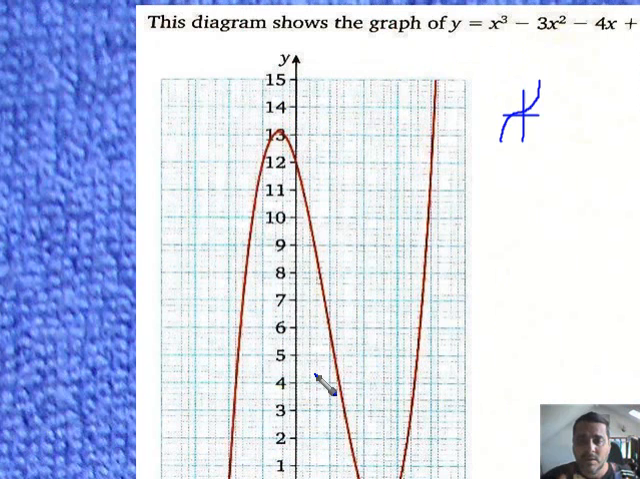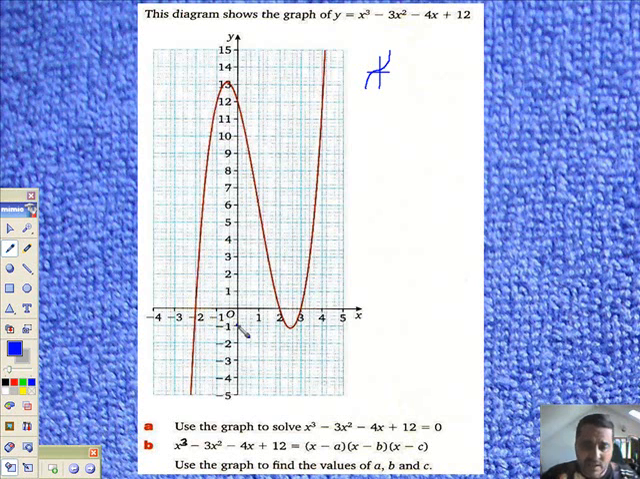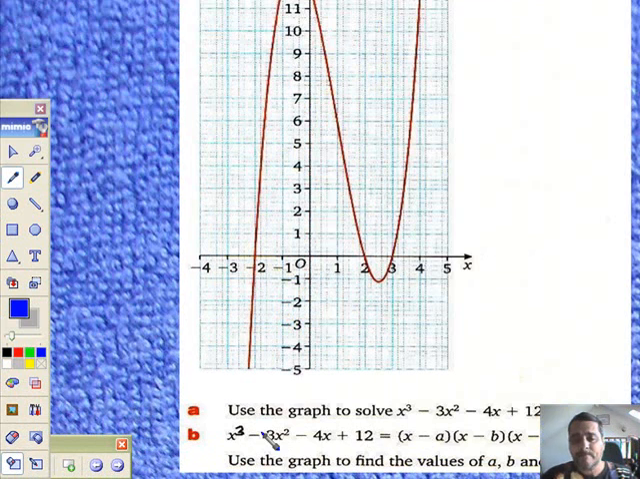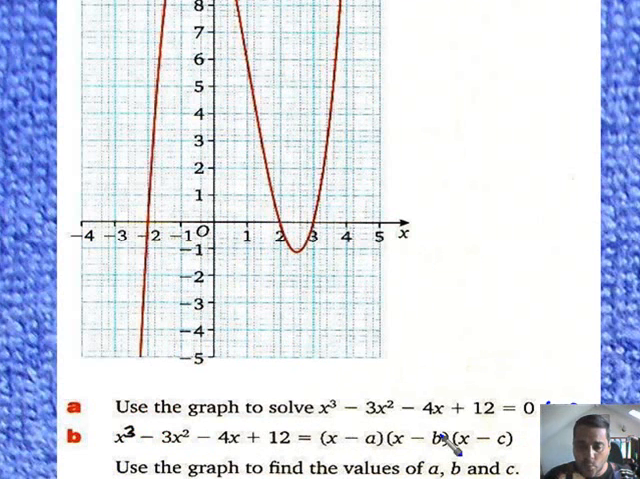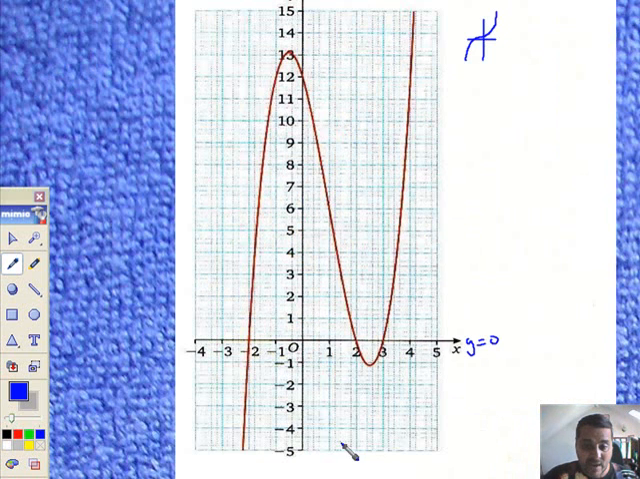So that's what we've got, but with all these extra x squareds and x's thrown in, it does add extra bends and twists to the curve. It's essentially a positive x cubed type graph going in that direction as opposed to this direction. Use the graph to solve the equation x cubed minus 3x squared minus 4x plus 12 equals 0. Very straightforward. In other words, y equals 0 where all this graph equals 0. So we're looking for the points of intersection with the line y equals 0 as is usual.